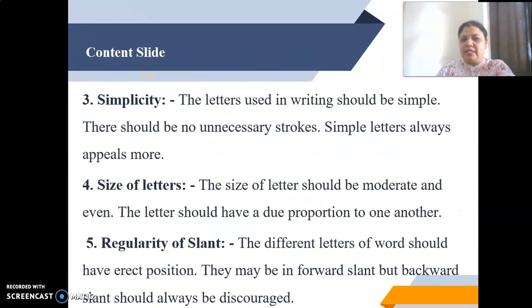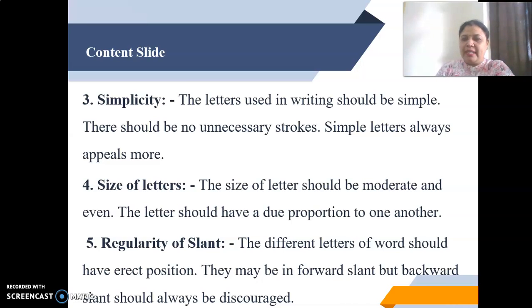Third is simplicity. The letters used in writing should be simple. There should be no unnecessary strokes. Simple letters always appeal more and are easy to understand. Size of letters. The size of letters should be moderate and even. The letters should have due proportion to one another. It means the letters which we write in 3 lines should not be in 2 lines, and the letters which we are writing in 2 lines should not go beyond the 2 lines.